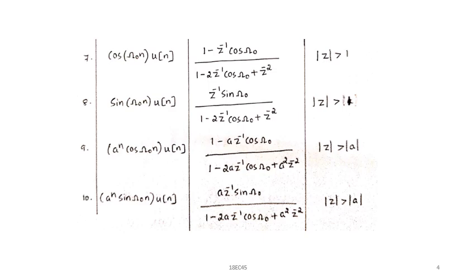Next, the exponential signal is multiplied with the sinusoidal signal, that is a to the power n sine omega naught n u of n. The Z transform is given by a Z inverse sine omega naught divided by (1 minus 2a Z inverse cos omega naught plus a square Z to the power minus 2). And its ROC is mod Z greater than mod a.